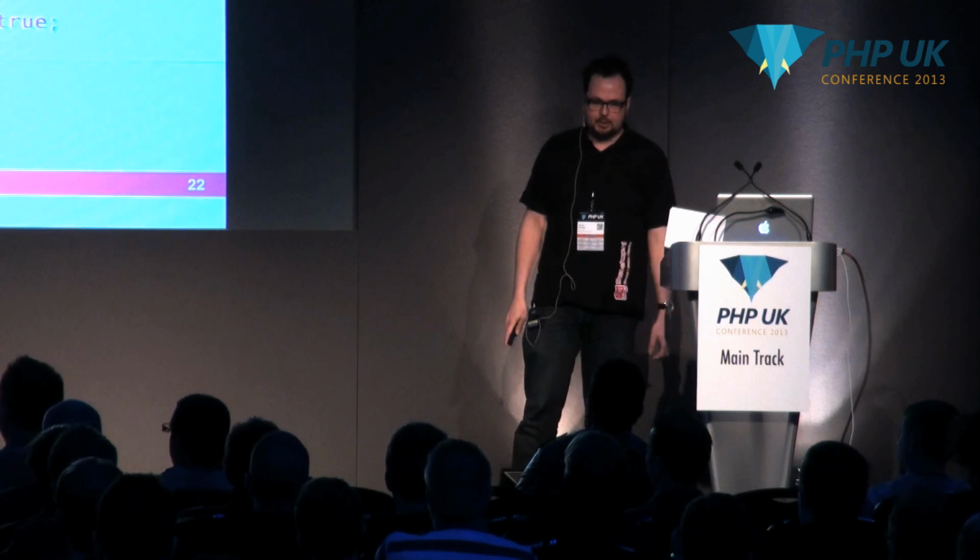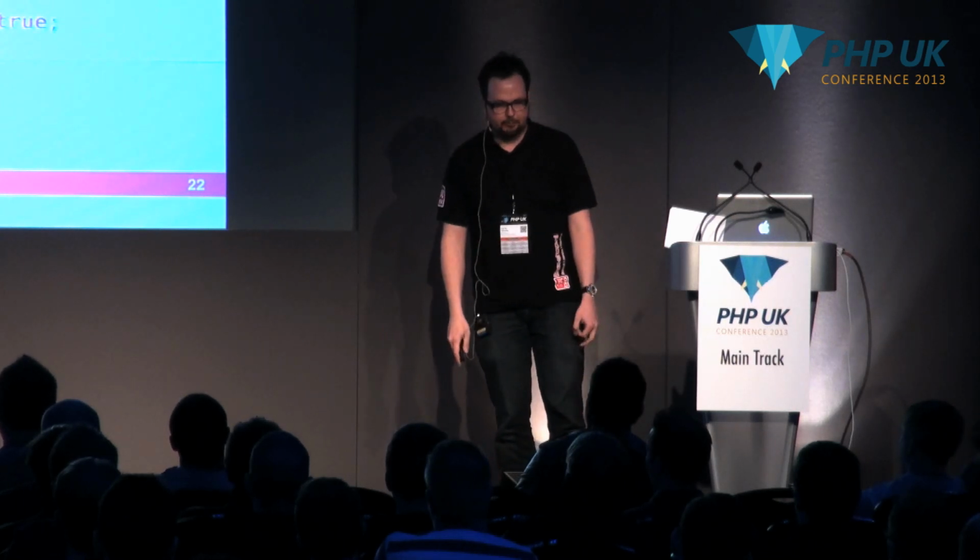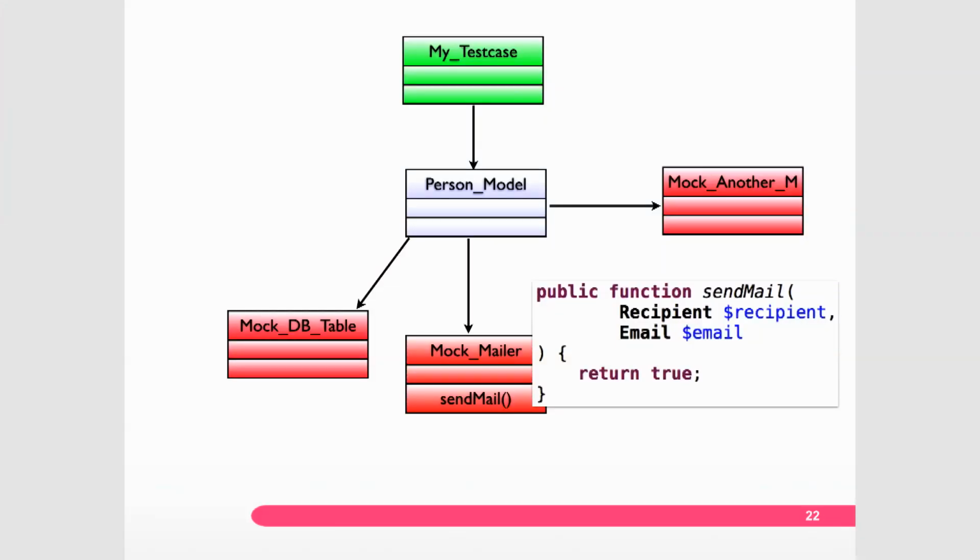So yeah, that's basically what it comes down to. And we do the same for all the other objects. And now we have our model isolated and we can test the crap out of this and we don't have to worry that all other things are going on. We can just call it over and over again and see if it's working.